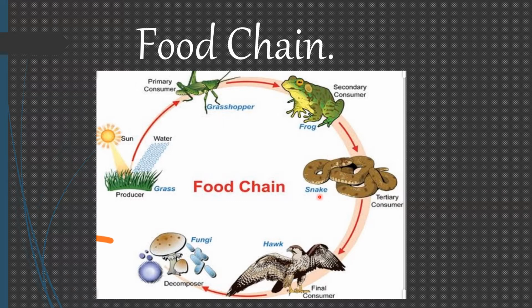So here, what type of consumer is the snake? Yes, the snake is a tertiary consumer here. Then when the snake is dead, the scavenger hawk eats it. Then the decomposers get the nutrients and the grass gets the nutrients from the decomposers. This is how here also the food chain goes on.